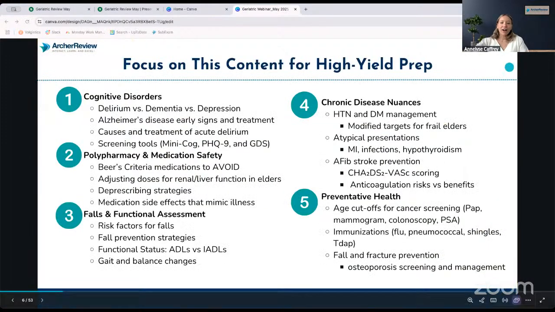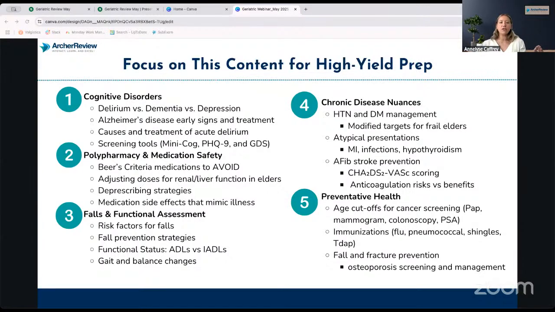I call this my geriatric greatest hit list. I did a lot of research into this, so feel free to screenshot this because we don't have time to really dive into each one of these and where I got the research from. But this is very frequently what is seen. So I like to call this high yield prep, the greatest hits.